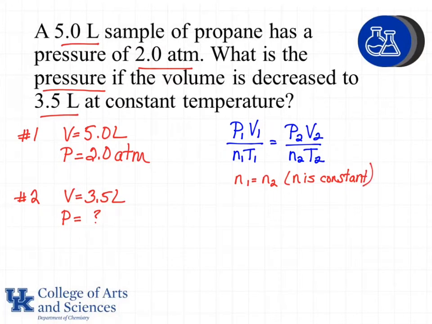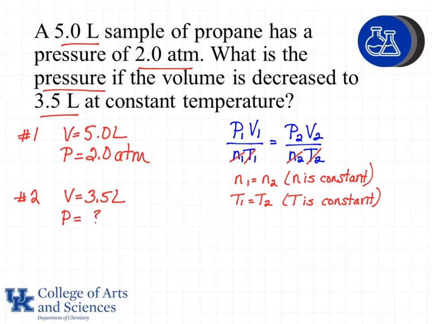It says a 5-liter sample of propane. It doesn't say anything about adding additional propane or removing propane, so we can assume that N is constant. So if N1 equals N2, these values can cancel out. Next, I look at the temperature, and I know that T1 is equal to T2 because the problem told me we were at constant temperature. Because T1 and T2 are the same, we can cancel them out as well. And what we're left with is an equation that has P1V1 equals P2V2.